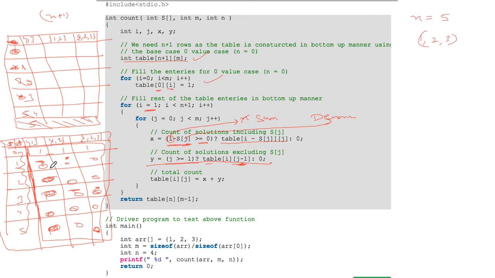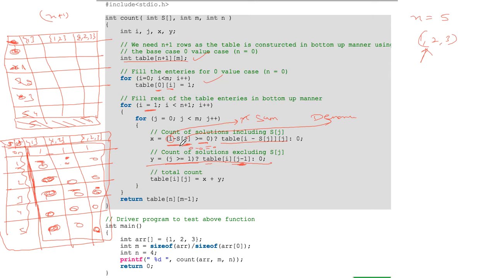Now, for i equal to 1, we started with this. Now let's try to fill this thing. x equal to i minus s of j, greater than 0. What is j over here? j is equal to 0. So s of 0 is 1. If i is also 1, is it equal to 0? Yes, 0 minus 0 equals 0.